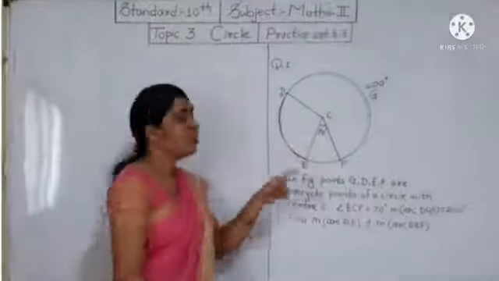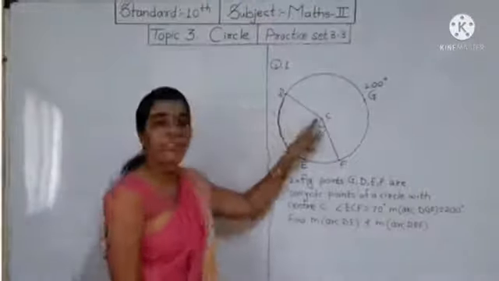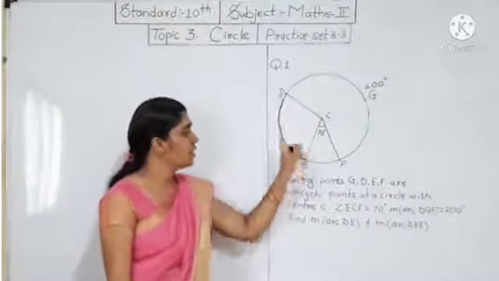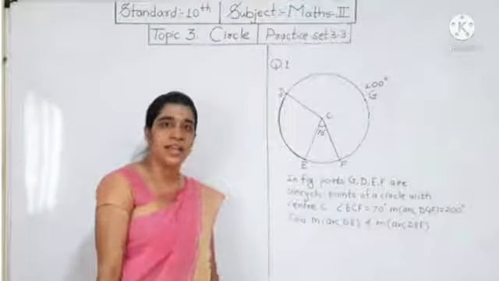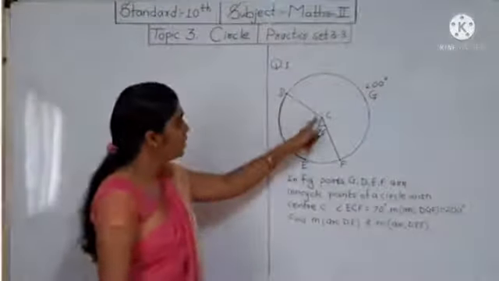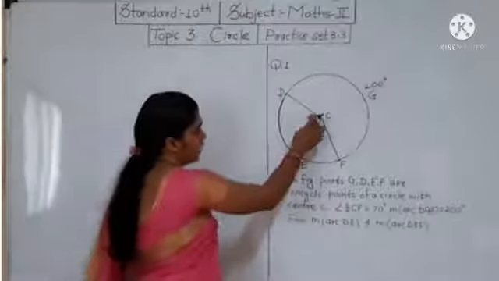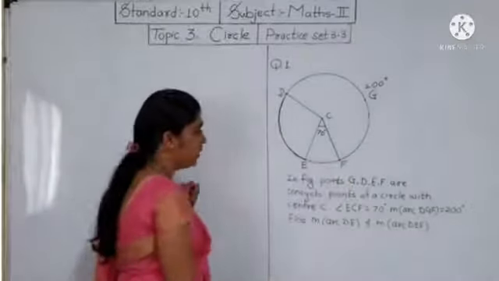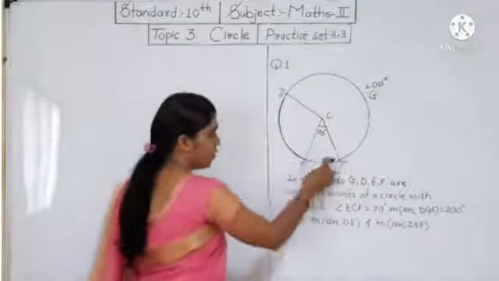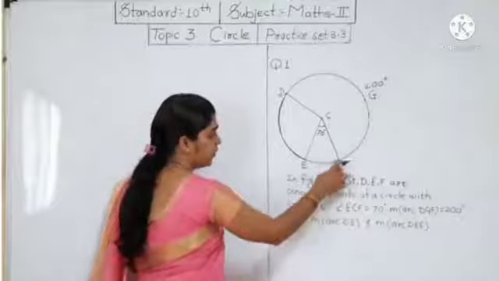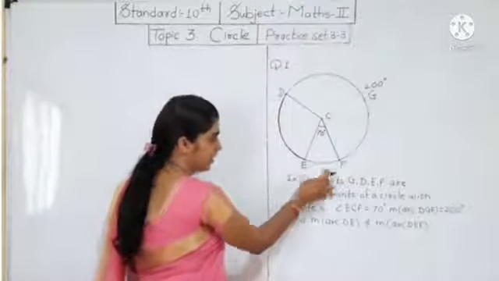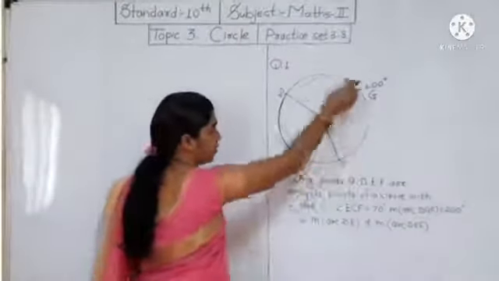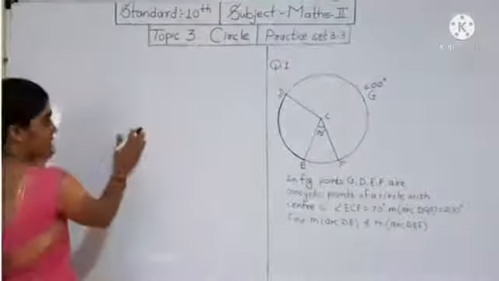We have to find this arc DE. How to find the measure of this arc DE? It is the same as the central angle. We had seen the theorem: the measure of a minor arc is equal to the corresponding central angle. So here, what is this central angle? The measure of this central angle we don't know. So first we find EF. What is EF? EF is 70 degrees. And DGF is given as 200. Okay, so let's start.